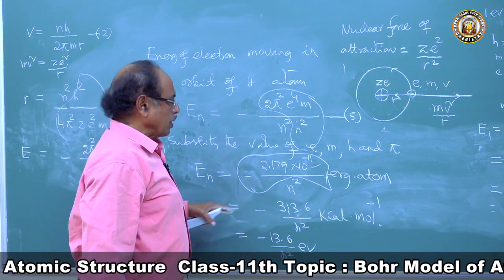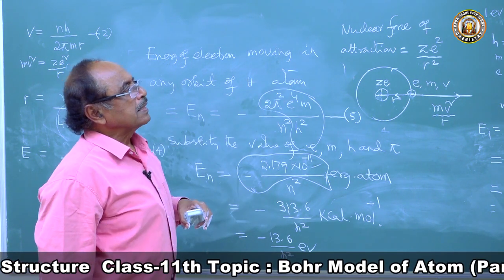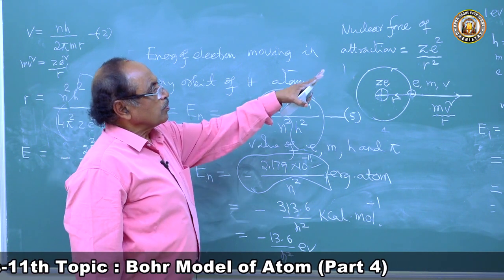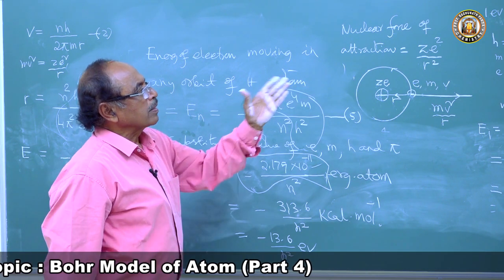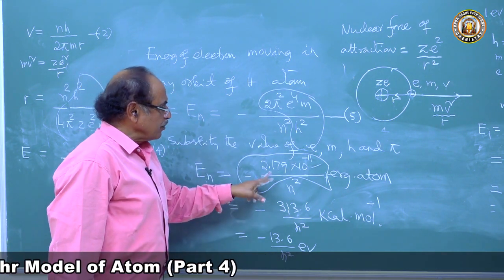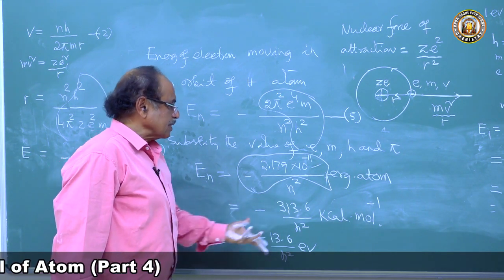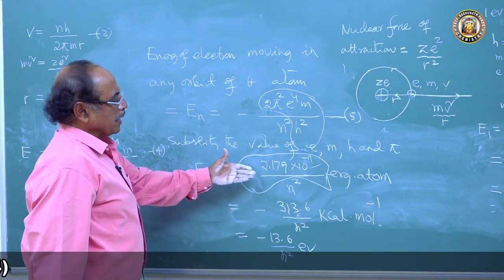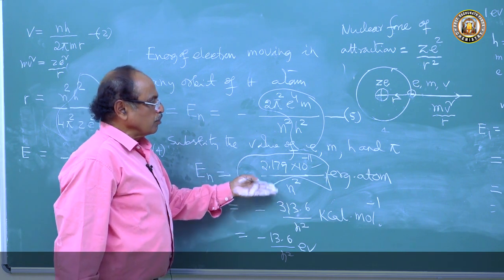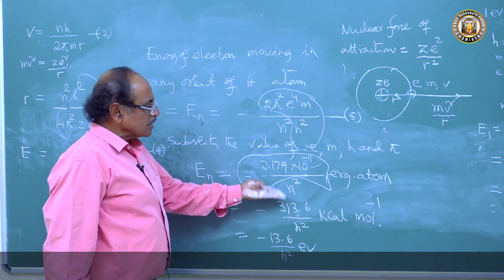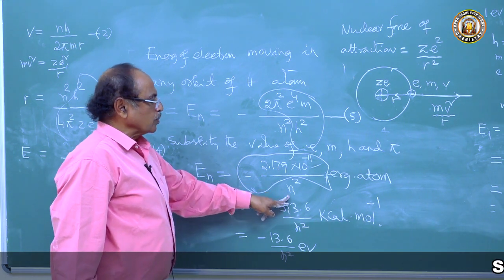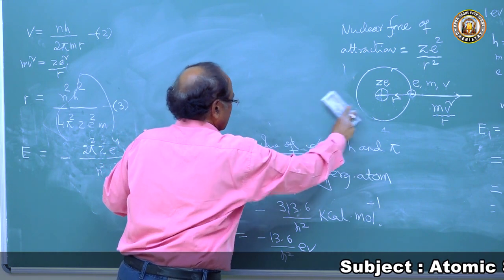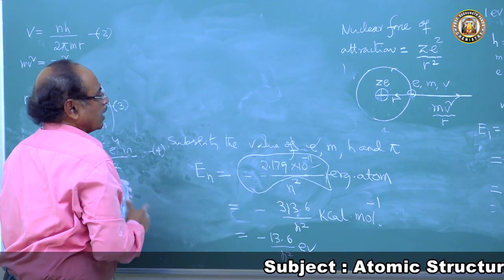13.6 by n square electron volt, because 1 electron volt is 1.602 × 10^-12 erg. If you put the value here, you will get 13.6 electron volt. So in different units we got the value of the energy of the electron moving in any orbit. If you want the first orbit, you put n equal to 1. So he calculated the energy of the electron in the first orbit of hydrogen atom.